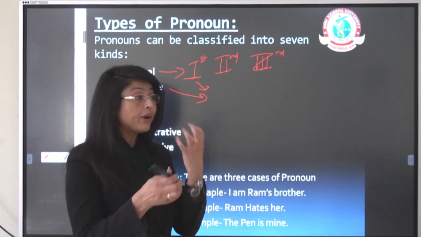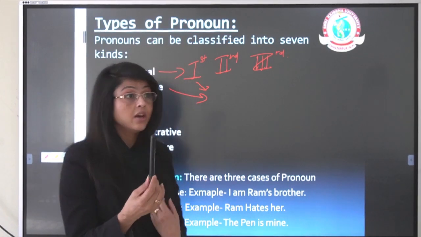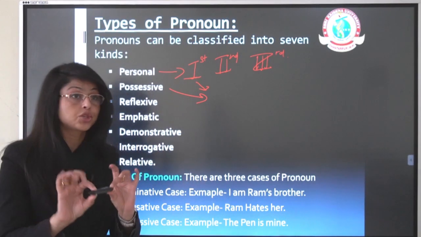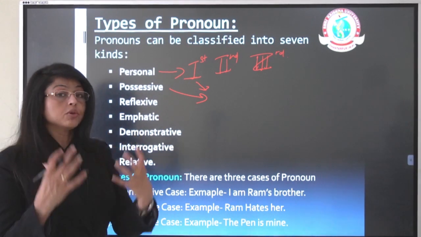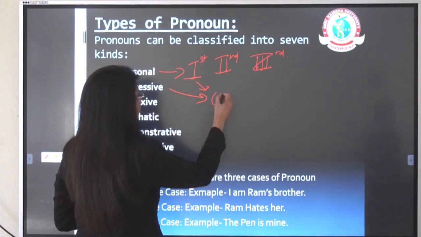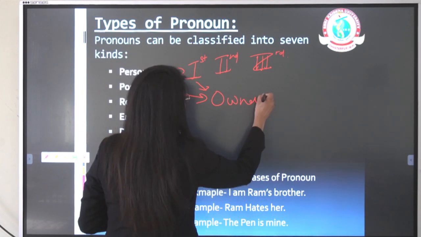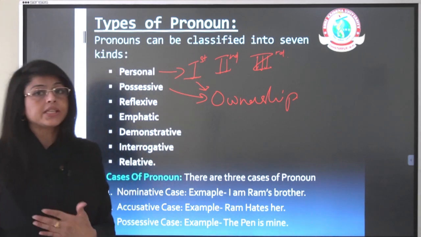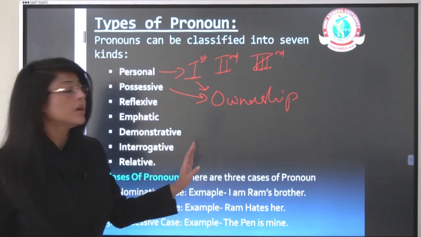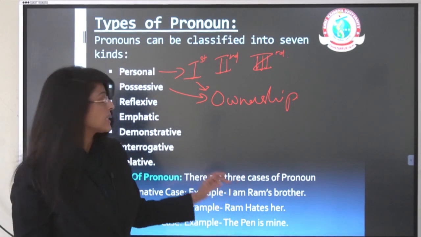Means who is owning the thing, whom does the thing belong to. These are the words which show ownership. So we are going to study this in detail as we come across the forthcoming slides.